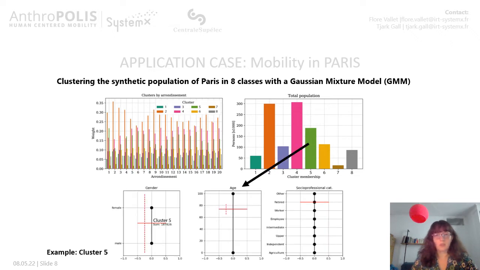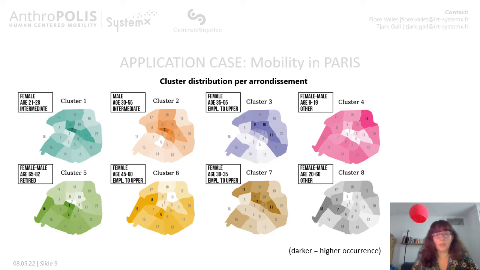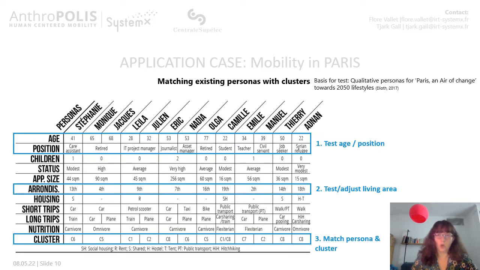So for the 8 clusters, an example is cluster 5, which is a cluster of senior people, average age around 70, and retired for socio-professional category. So here's the cluster distribution per district. Obviously the clusters are not equally distributed in the Paris area, as you can see on this graph.